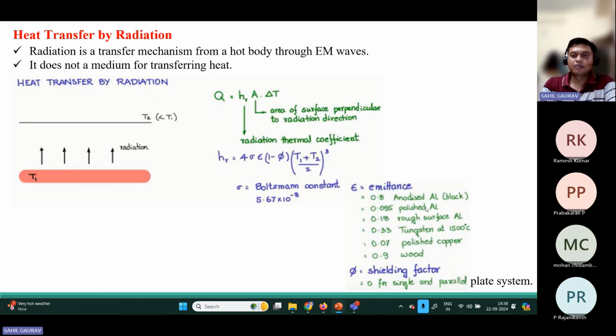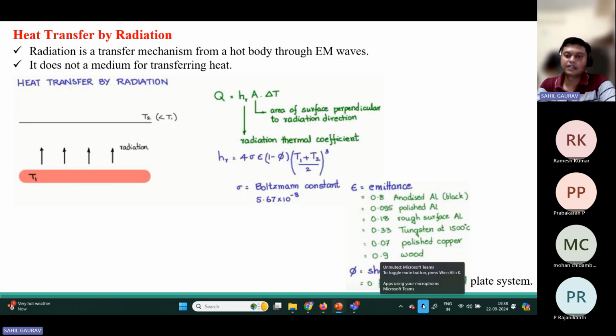For anodized aluminum black, it is given as 0.8, and for polished aluminum it is given as 0.0095, and for rough surface aluminum it is given as 0.18. For tungsten it is given as 0.33. For polished copper it is given as 0.007, and for wood it is given as 0.9. And the shielding factor will be given in the problem if they provide problems where two surfaces are given, and if there is a single or parallel system, then we have to take the shielding factor as 0.